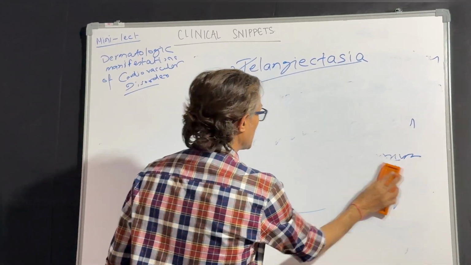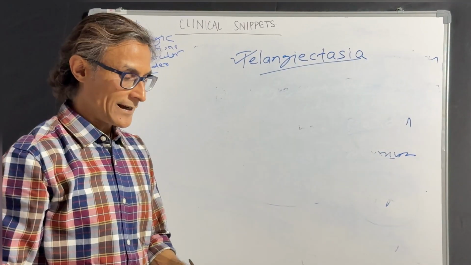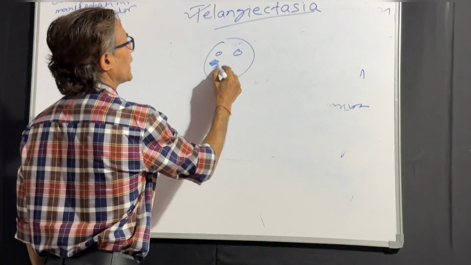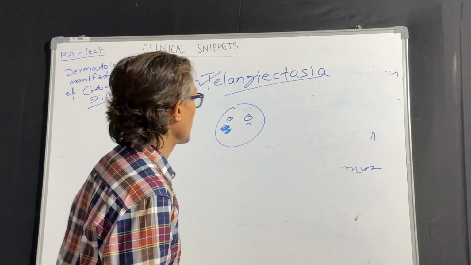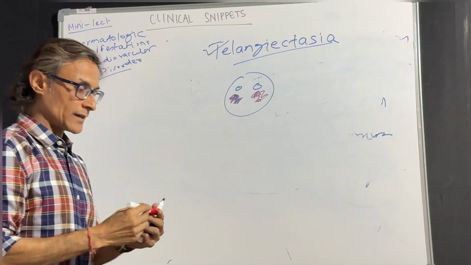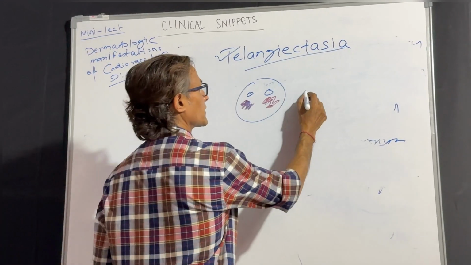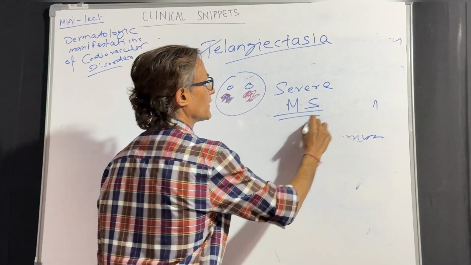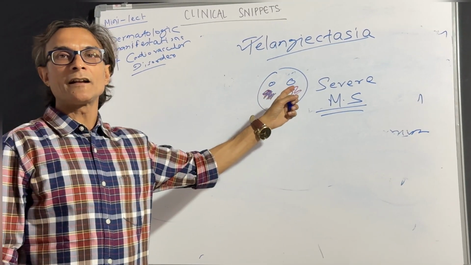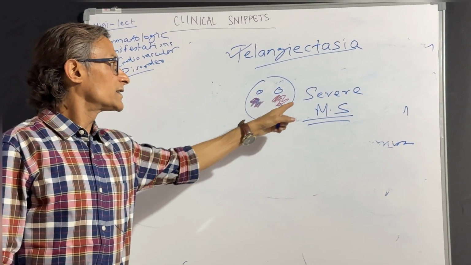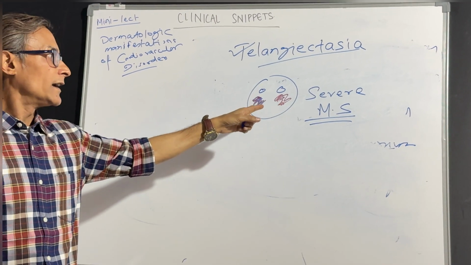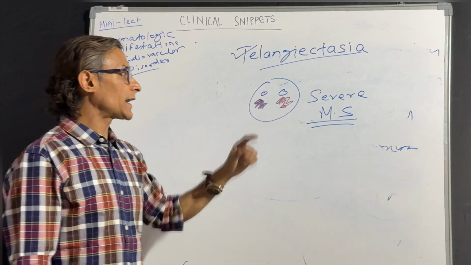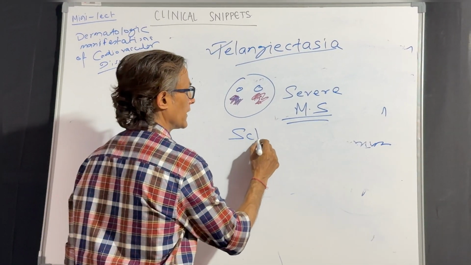Second is telangiectasia of the malar area of the face, in severe mitral stenosis. Severe MS. That is why it is known as mitral flush or malar flush in severe MS. Okay, it is not malar rash. It is a telangiectasia of the malar area, severe MS or scleroderma.